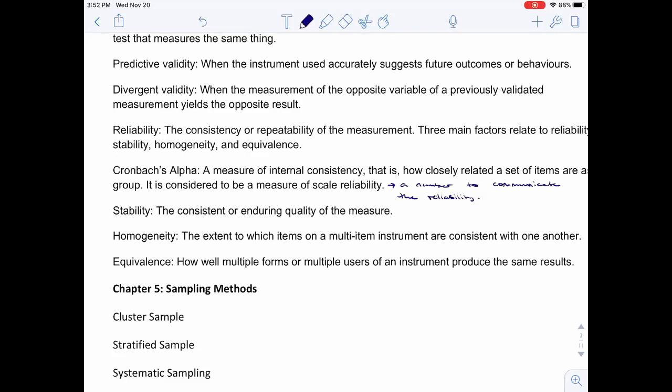And equivalence is just how well multiple forms give you the same results. So these are all basically the same thing. Not a huge difference between them, but they all factor into reliability. And so reliability is not really that different from any of those three.